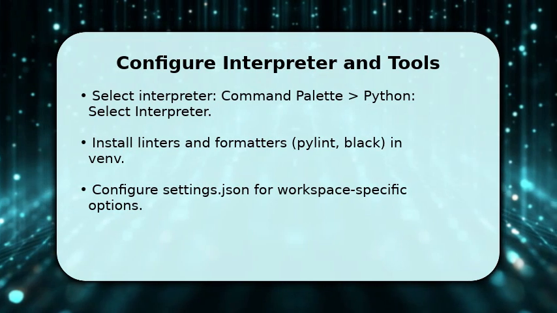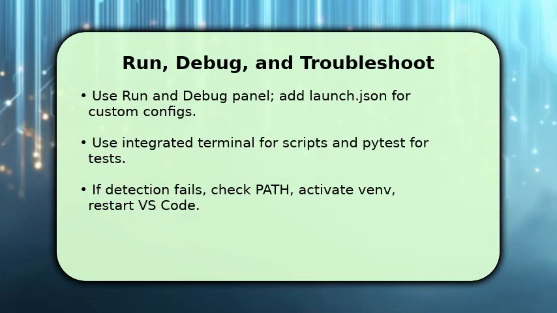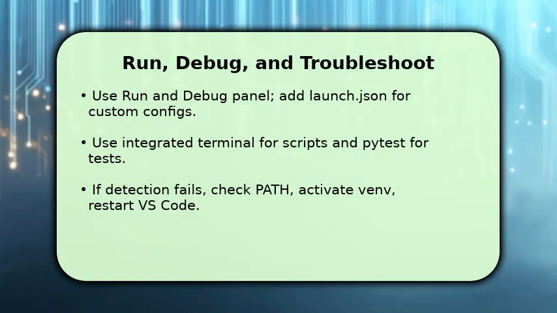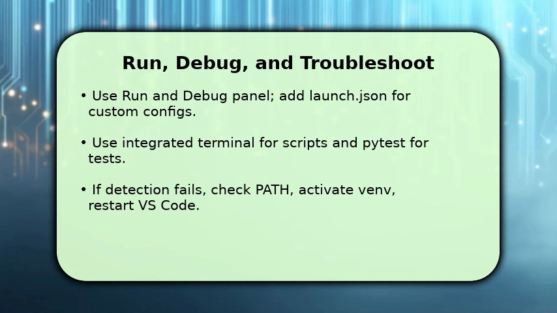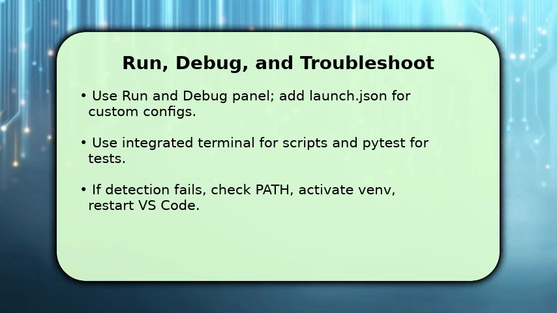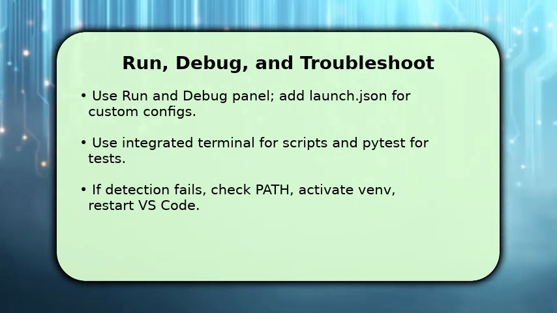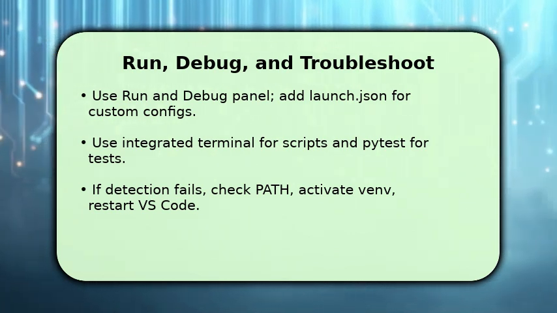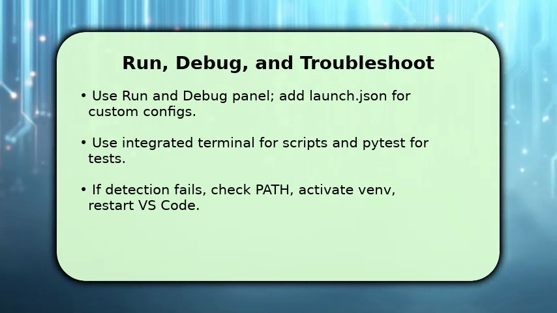You finish by running code from the Run and Debug panel, Create or Edit launch.json for arguments, environment variables, and working directory. Use the integrated terminal to run scripts or pytest for tests so outputs and breakpoints align. Make sure breakpoints hit and variables show in the debug pane.